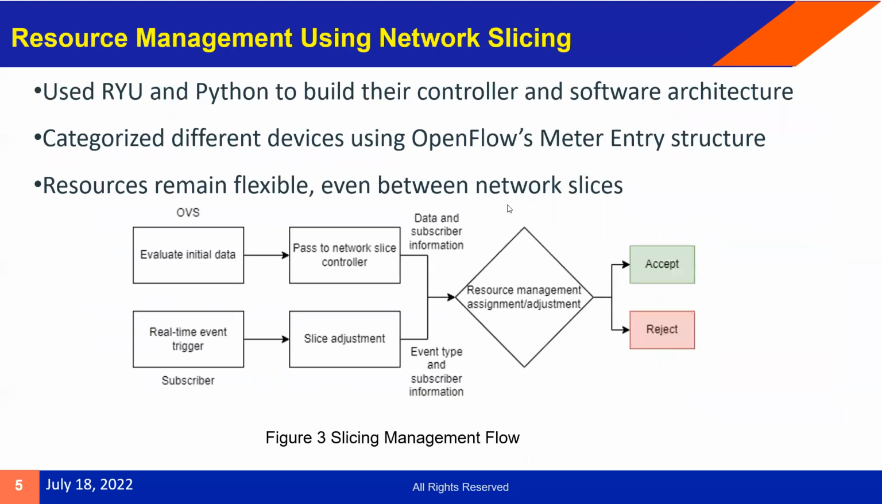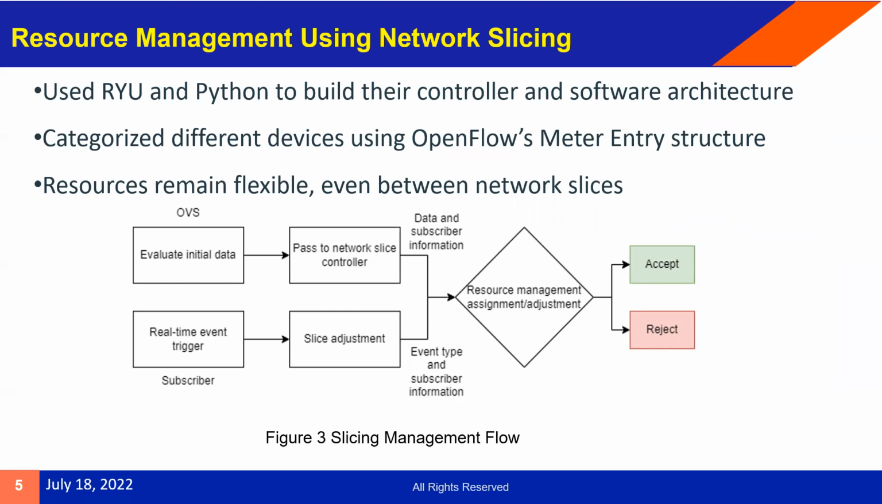So, resource management using network slicing. Here, the team used Ryu and Python in order to build their overall controller and software architecture. Using OpenFlow's meter entry structure, they were able to categorize different devices and split them up across network slices. This allowed resources to stay flexible and give and take between network slices as needed. The exact example used, again, will be touched on later in this section, but for now, let's talk about how the team described their algorithm.